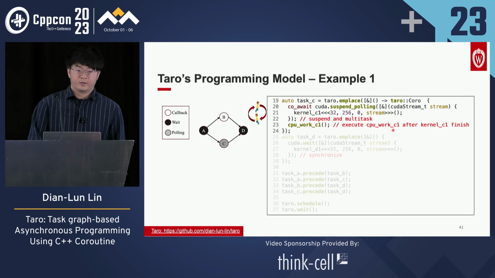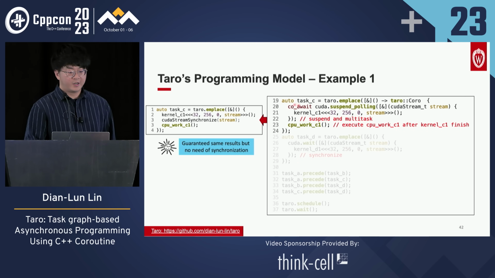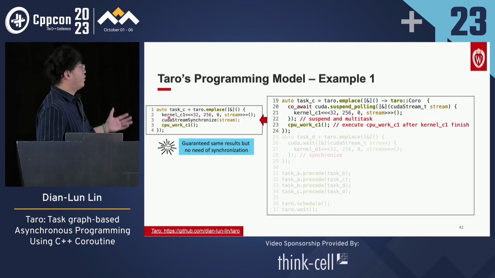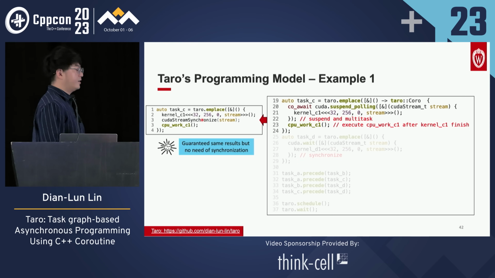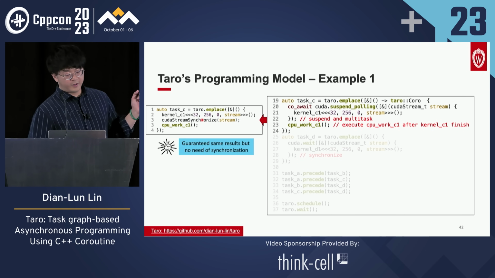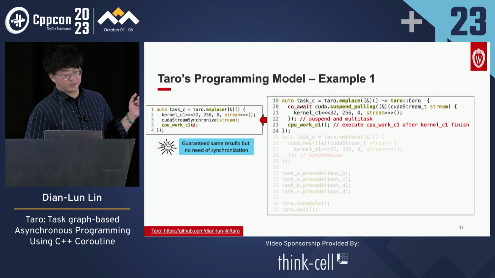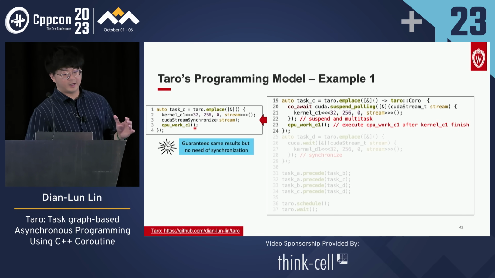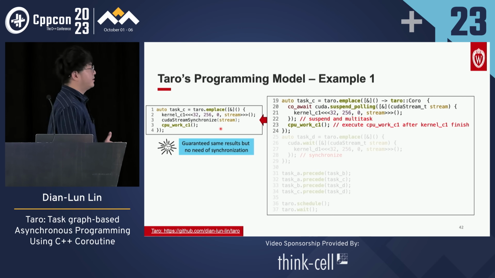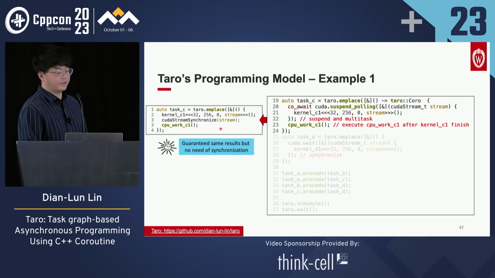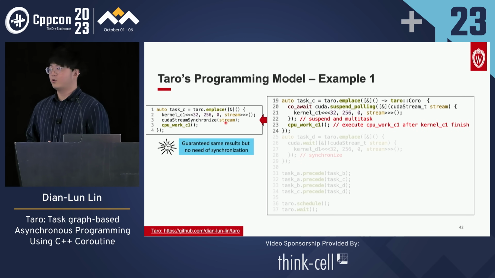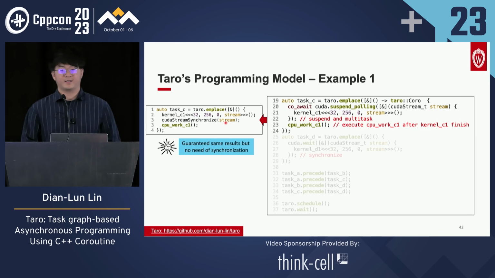So to be clear, the result is exactly the same as here. We offload kernel C1 here, and then we do synchronize. So what it means is like you need to wait until this kernel finished. And after that, you call CPU work C1. Taro guarantees you have the exact same result as shown here. But you don't need to synchronize. There's no need of synchronization. You don't have this synchronize function here, because Taro will try to multitask to another task.